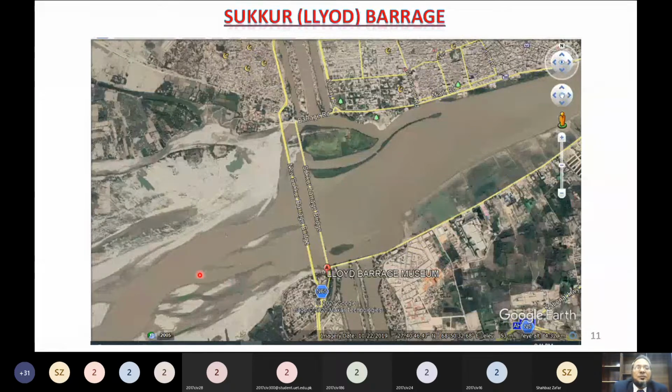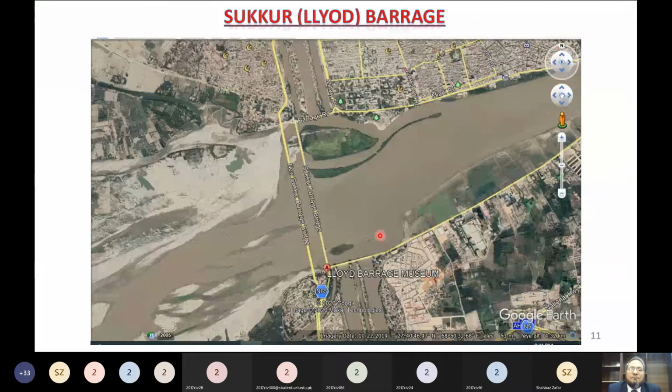Now this is the Google plan map of the Sakhar Barrage. What is the direction of flow of the river? From this to that. The north is in this direction, and this one is the Sakhar Barrage. If you see closely, this is the divide wall here.